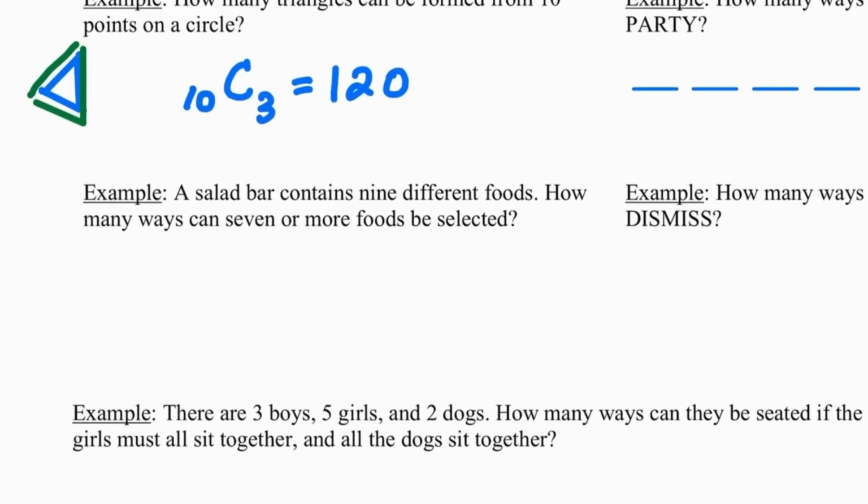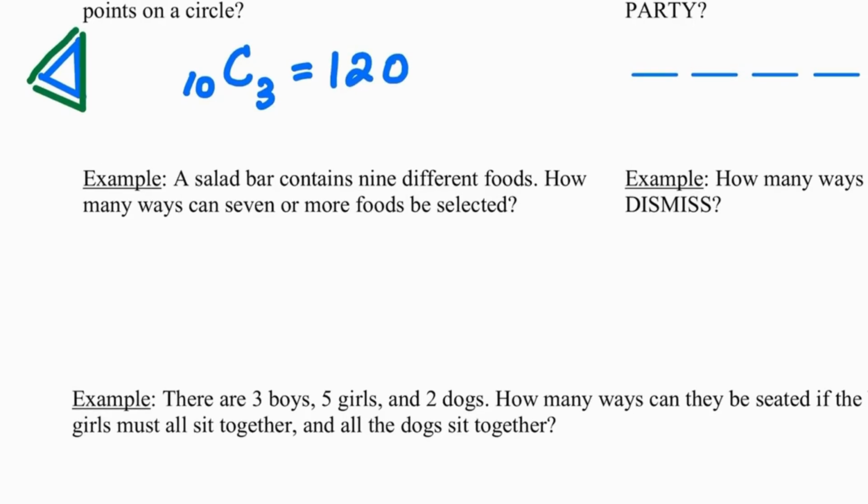What's another situation where I can use combinations? Well, this next question: we have a salad bar that contains 9 different foods. How many ways can 7 or more foods be selected? So I need to think, okay, 7 or more foods. That means I choose exactly 7 items, exactly 8 items, or I can choose all 9 items. There's no way of doing 10.